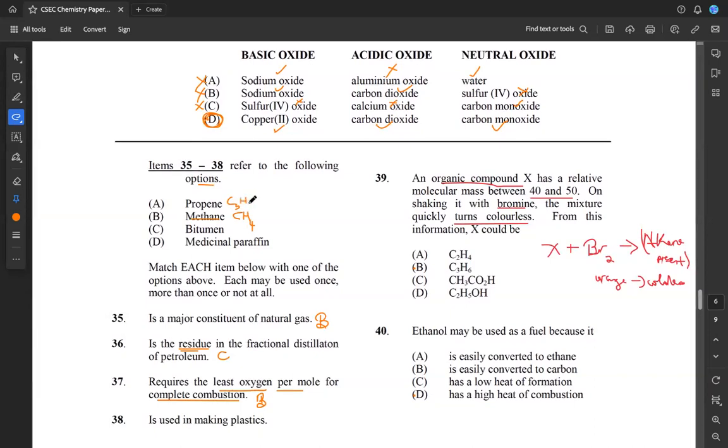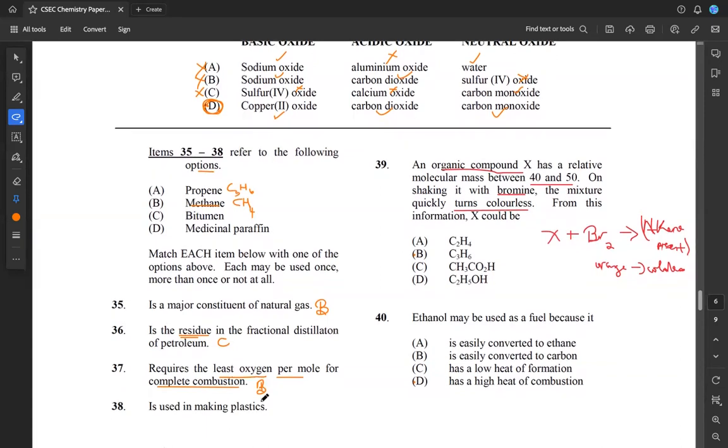Because that's an alkene. So we would need less oxygen per mole of this to completely combust it than we would for this, right? So methane is our answer for B. So 37 is B. And then 38 now.